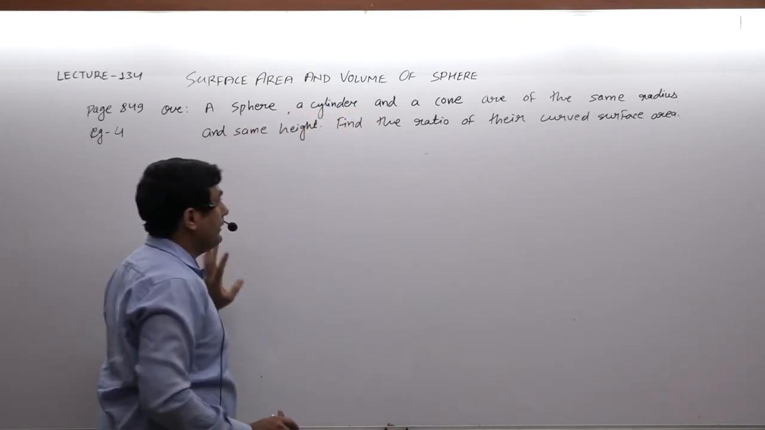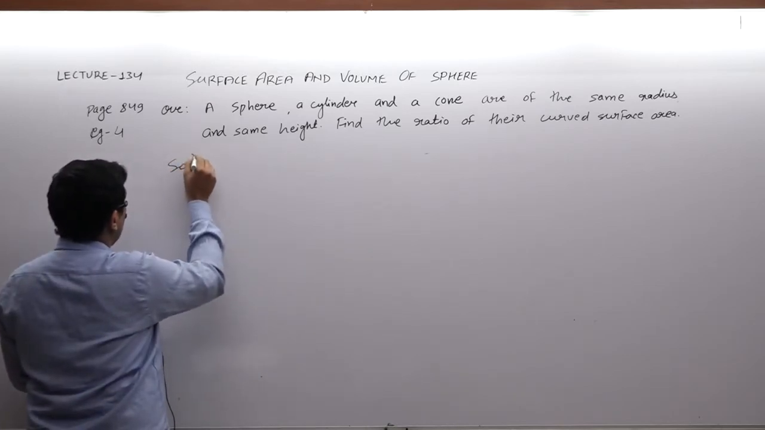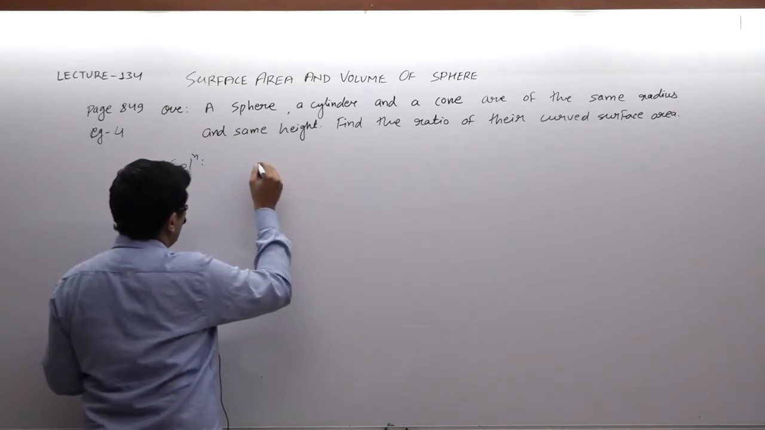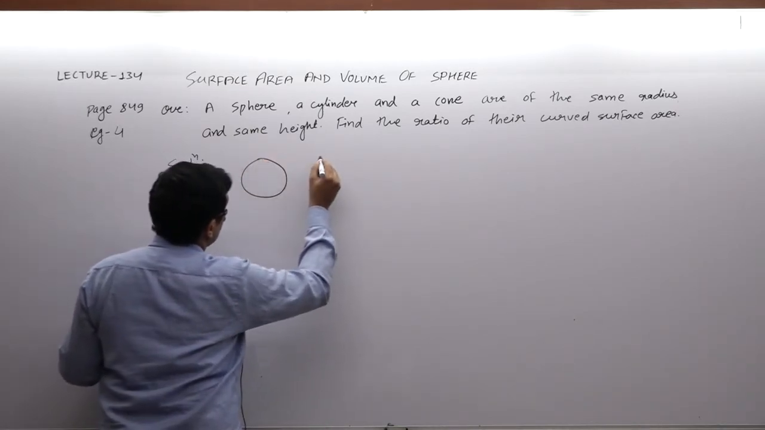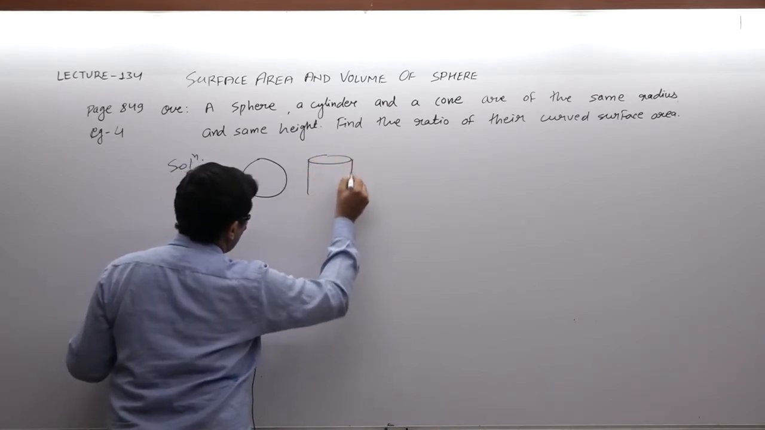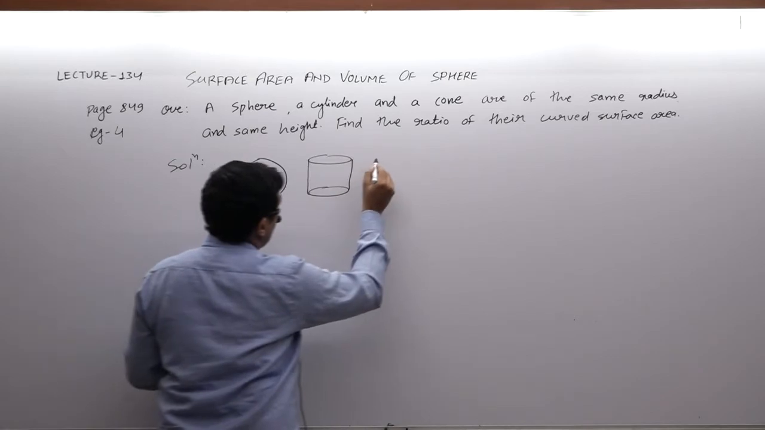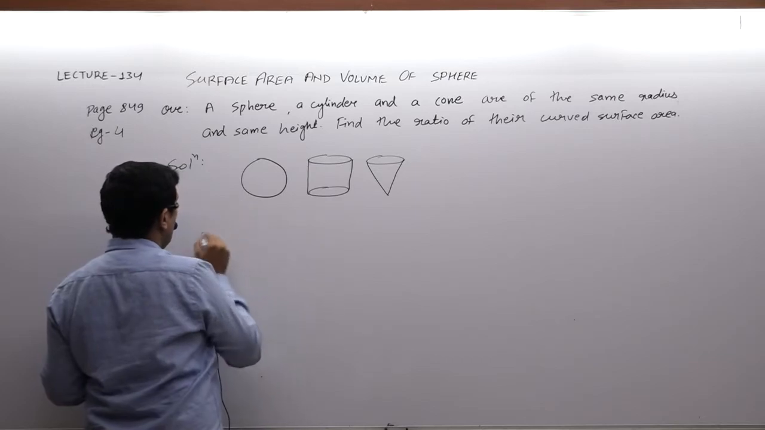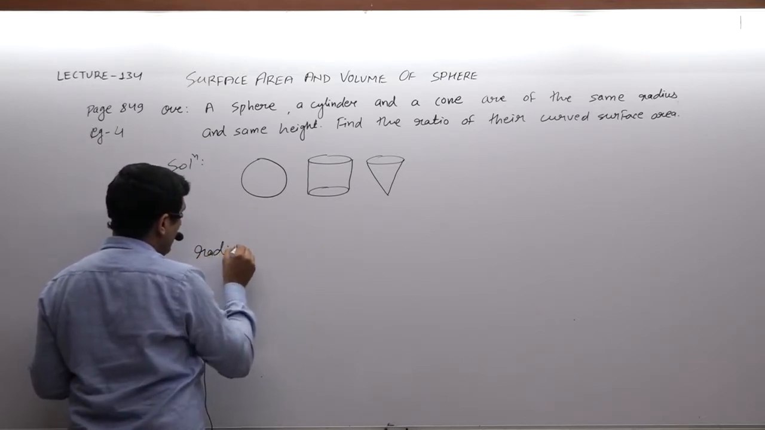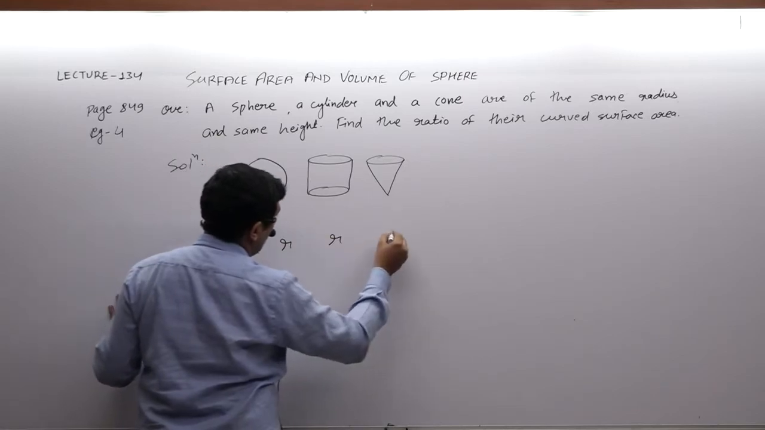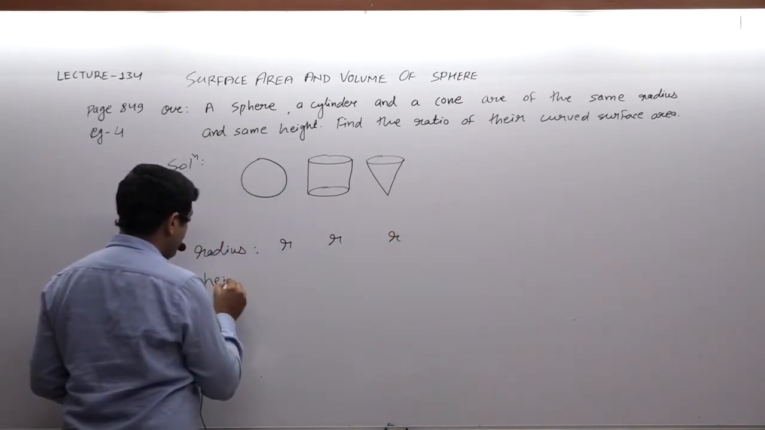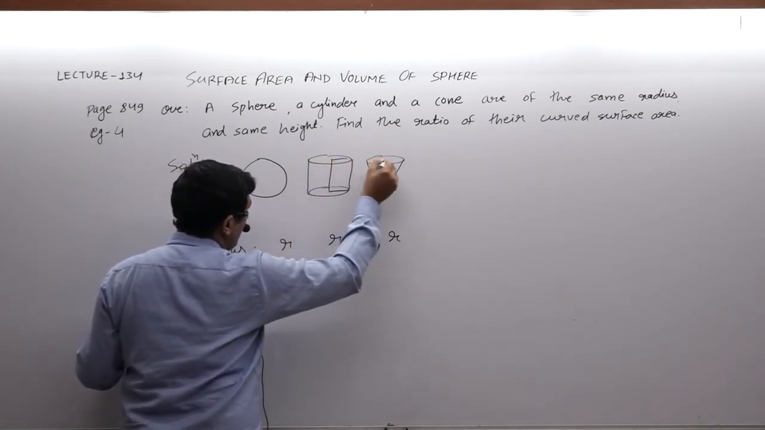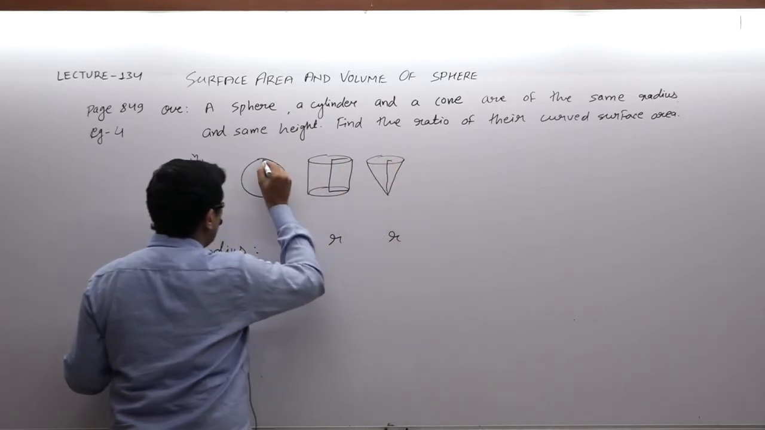They have same radius and same height. So we have to find the ratio of their curved surfaces. So that is a sphere, okay, this is cylinder. They have same radius as well as same height. So we can say all have the radius r. Okay, radius we can assume they have r, r and r. Now height, see, they have same height. That means the height of this cylinder must be equal to the height of cone, must be equal to the height of the sphere.